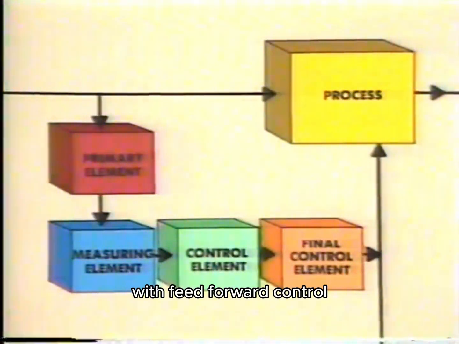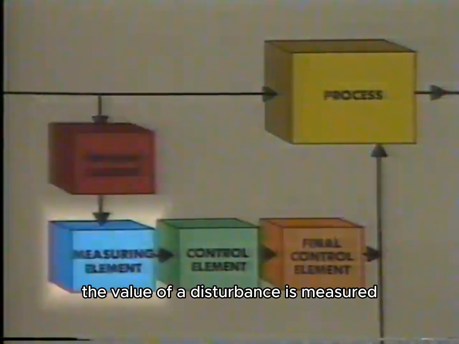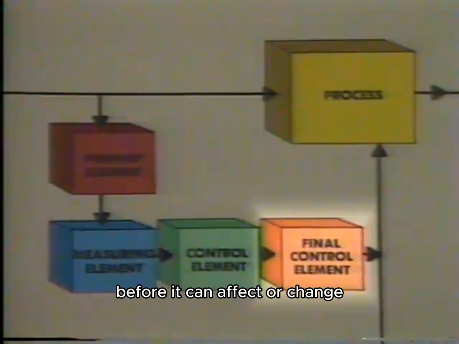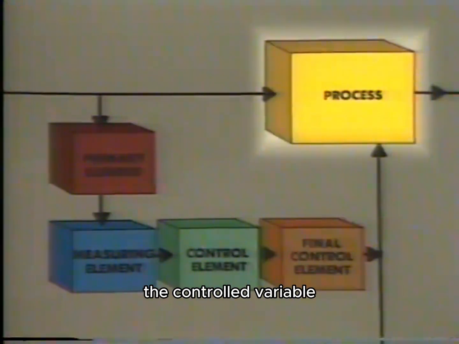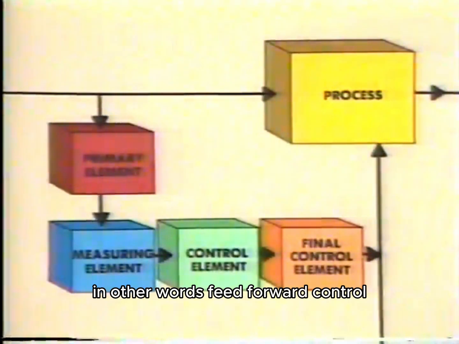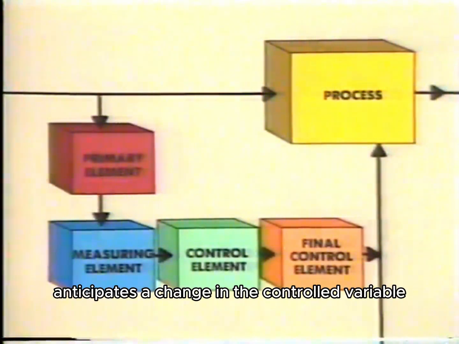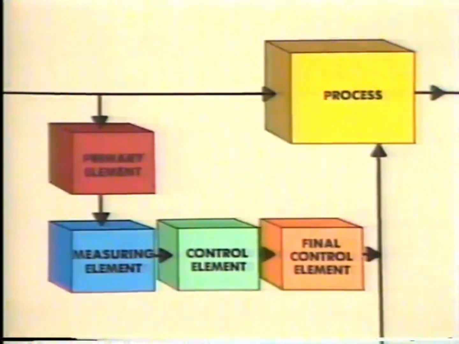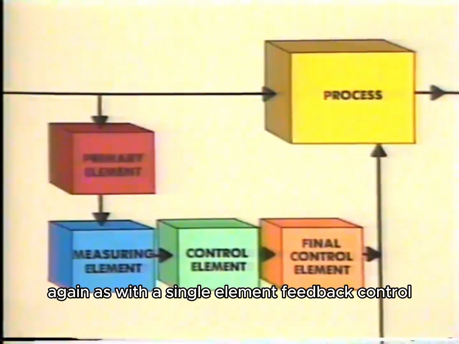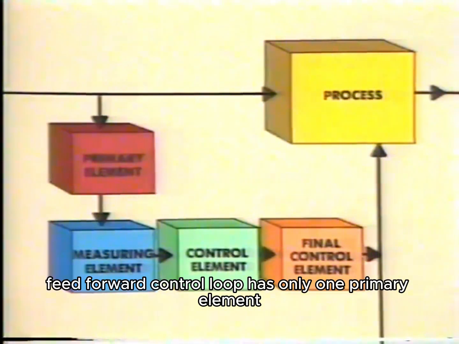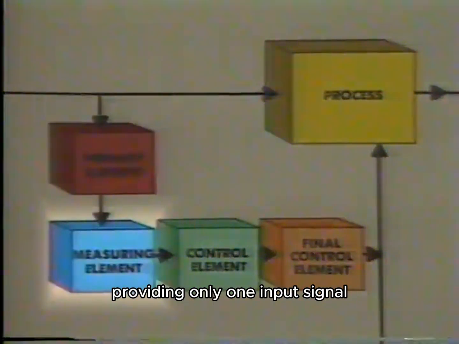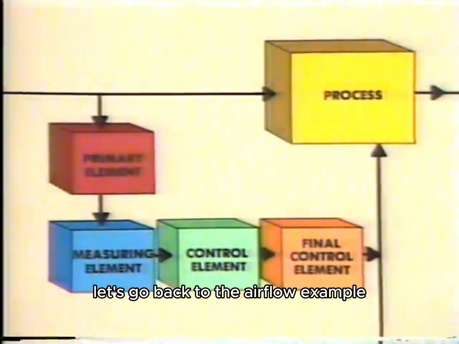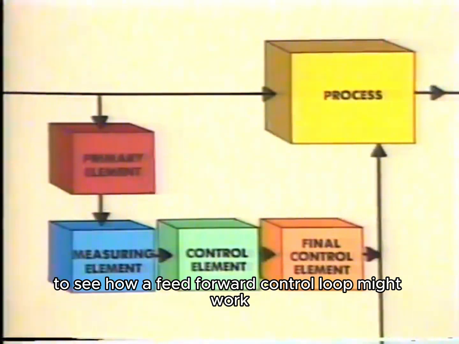With feed-forward control, the value of a disturbance is measured and corrective action is taken in an attempt to correct the disturbance before it can affect or change the controlled variable. In other words, feed-forward control anticipates a change in the controlled variable and takes action before the change occurs. Again, as with a single-element feedback control, a single-element feed-forward control loop has only one primary element, providing only one input signal to the controlling element. Let's go back to the airflow example to see how a feed-forward control loop might work.